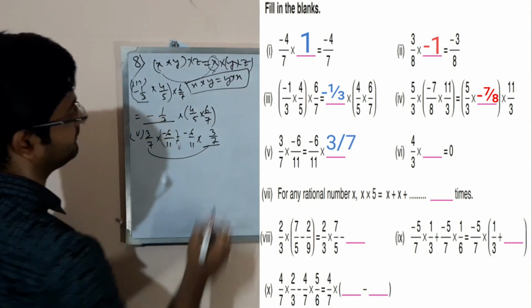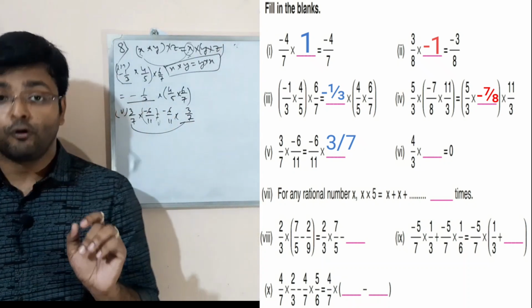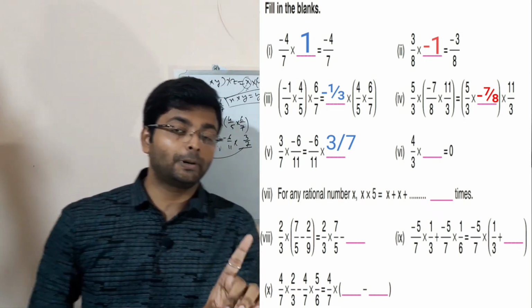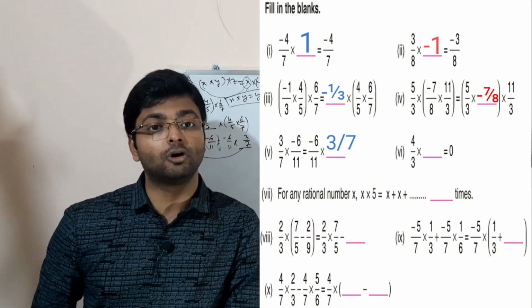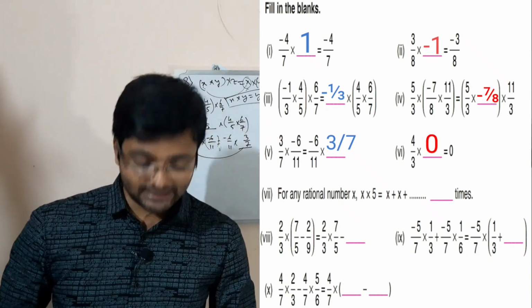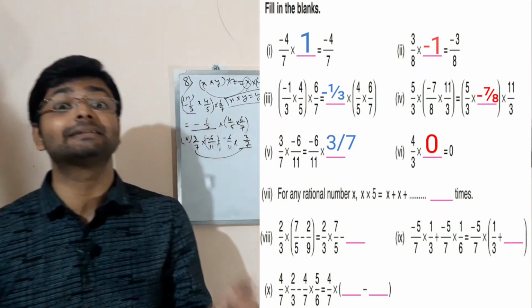So 3 by 7. Now number 6: 4 by 3 into dash equals 0. I have told you that property, that any number multiplied by 0, you always get 0. So here the answer is 0, and the other number is 4 by 3. So definitely the answer is 0.